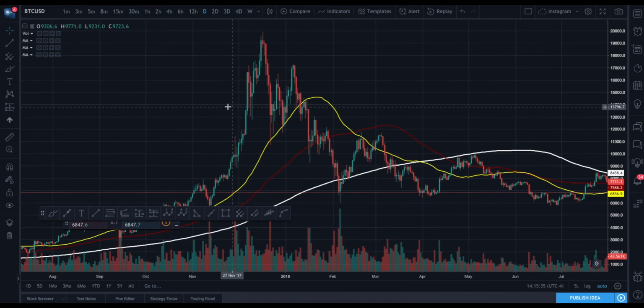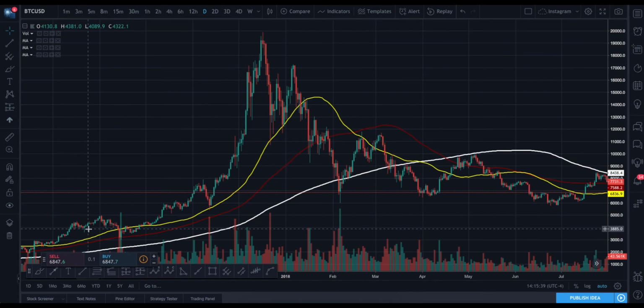So let's take a look. So we're here on Bitcoin's daily chart, and as you can see, the 200 moving average has held a lot of importance on Bitcoin. So if you see here, you have the 200 moving average holding as support here, and then you see it completely rejecting it as resistance here and over here.